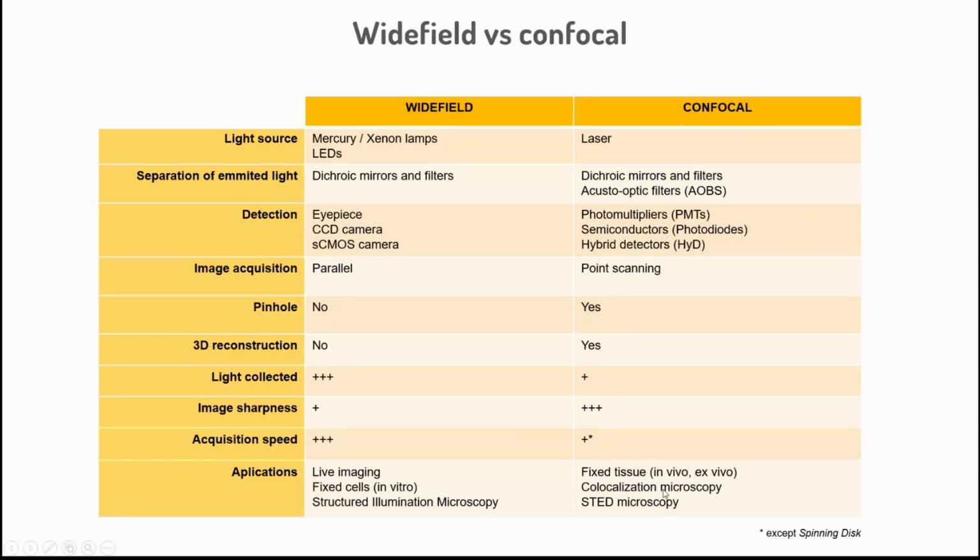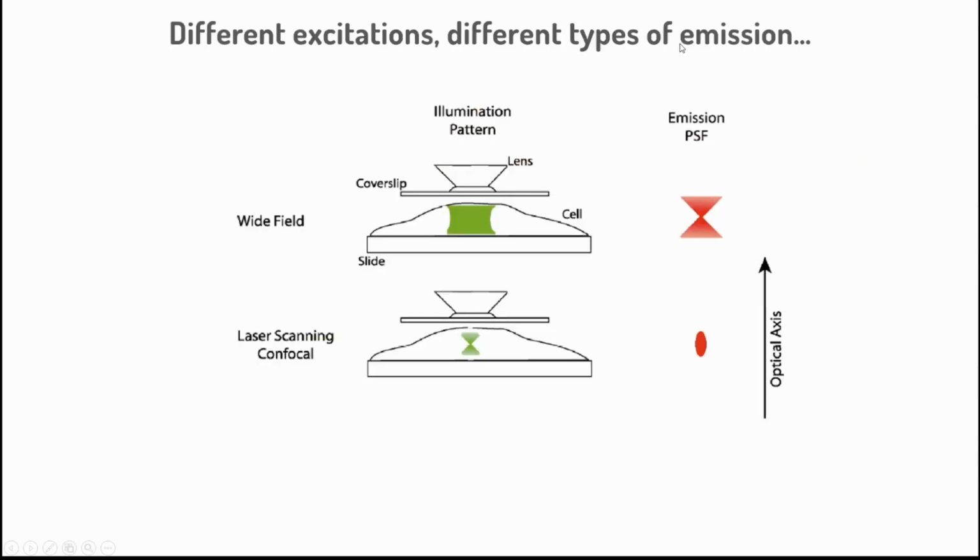And for colocalization microscopy and for other super resolution methods. The problem is that I told you in the beginning of the talk that we need to do live imaging because we want to see dynamics. So this means that we need the best from both modalities. We need the sharpness of the confocal and the speed, or the way that wide field takes images, from live samples.